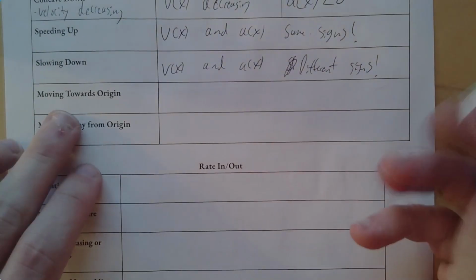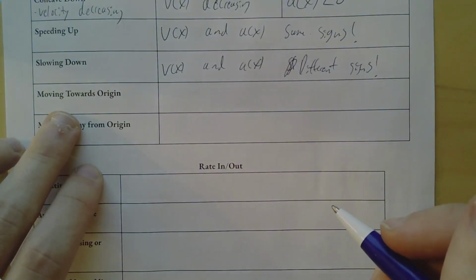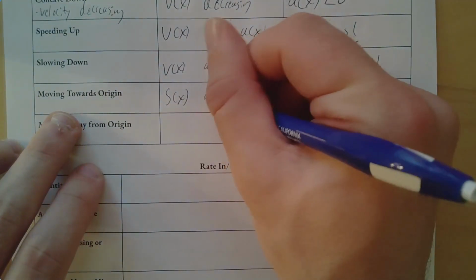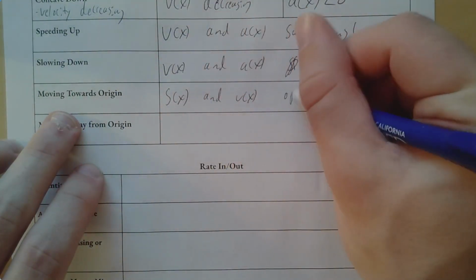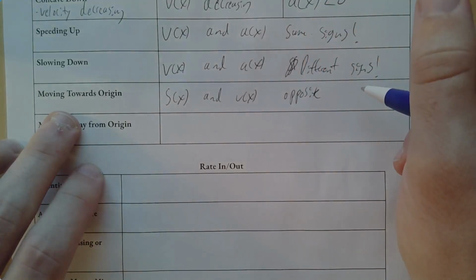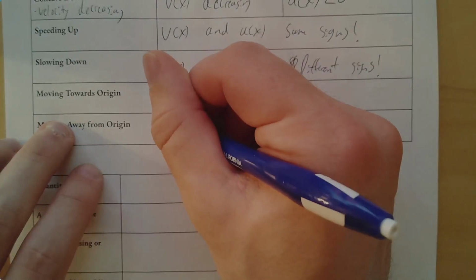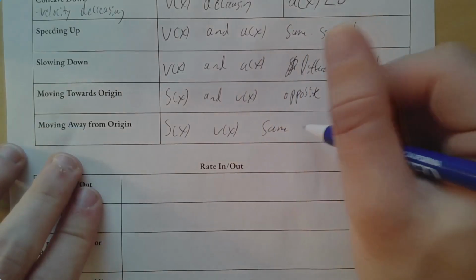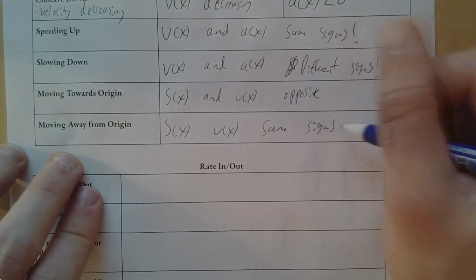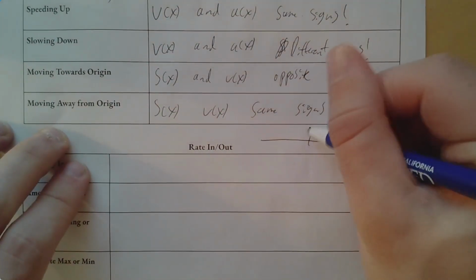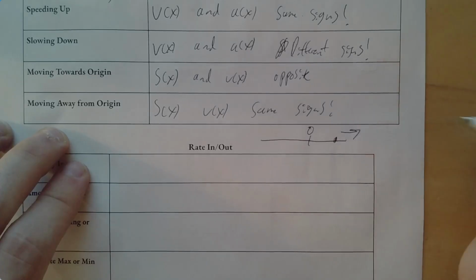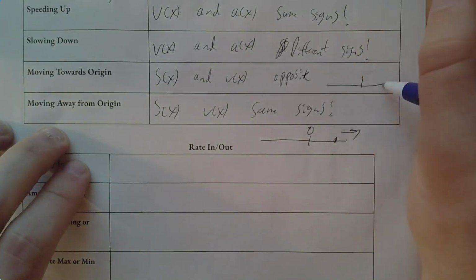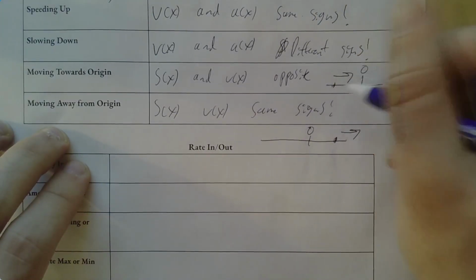Towards origin, it's similar. If the position, s of x, and v of x are opposite, it's moving towards the origin. If s of x and v of x are the same, it's moving away. You want to draw it out if you're ever unsure about that. If you draw it out, you know where the zero is, and my particle's here, and it's moving to the right. If they're both positive, you can see it's moving away, right? Whereas if one's negative and one's positive, it's moving towards.